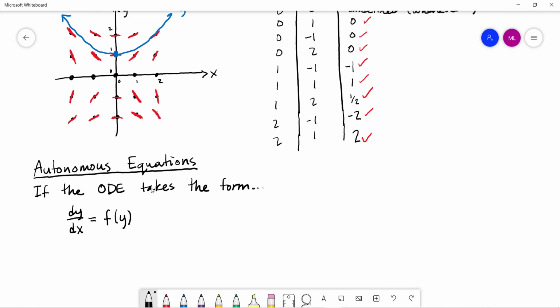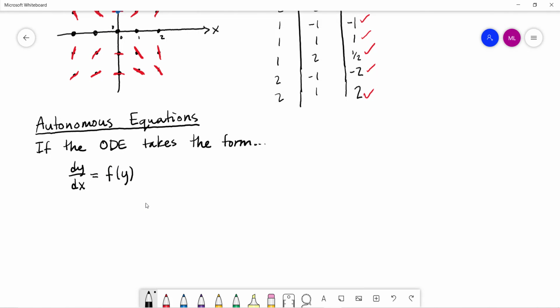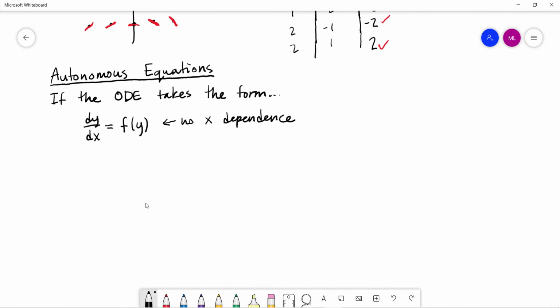So if the ODE takes the form of dy dx equals some function only of y, then it's autonomous. Right? And the important thing here is there is no x dependence, or no dependence on whatever the independent variable happens to be. Then it is called autonomous. And there's a nice feature of autonomous equations.